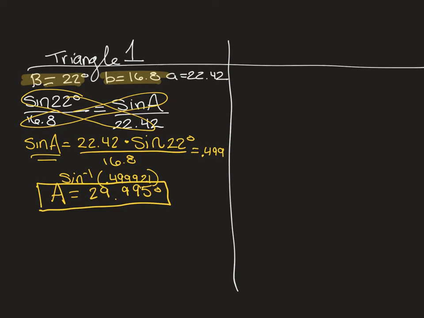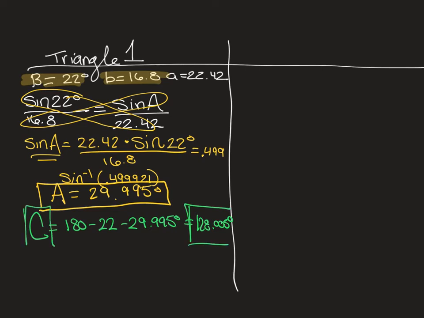Now I know 2 angles. So if I want to find big angle C, I can do 180 minus the 22 for angle B minus the 29.995 degrees. And this will get me my angle C, because a triangle has to add up to 180 degrees. So we get that my big C is going to be 128.005 degrees. I'm going to box that one too. Box the C that goes with it.